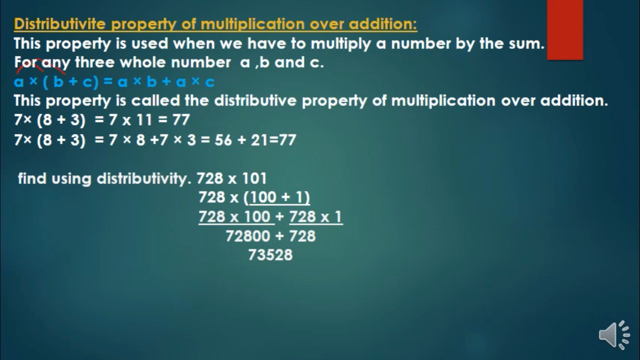Let's take one example. 7 multiplied by 8 plus 3 equals to, how can we solve it? First step is, first we will solve the bracket. As we solve the bracket, 8 plus 3 equals 11, and 7 multiplied by 11 equals 77.